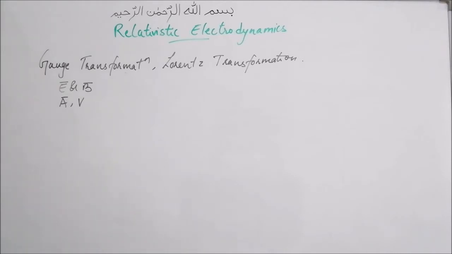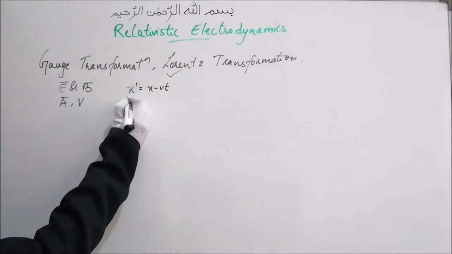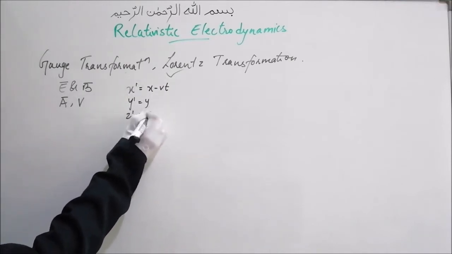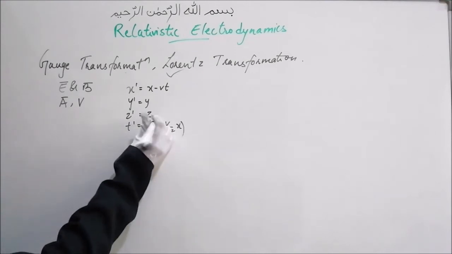Another type of transformation we have is the Lorentz transformation. In this transformation, we relate a set of equations in relativity that relate the space and time coordinates of one reference frame to another. The equations for the Lorentz transformation, which you may already know, are x' = x - vt, y' = y, z' = z, t' = t - (v/c²)x. How did we get these equations?